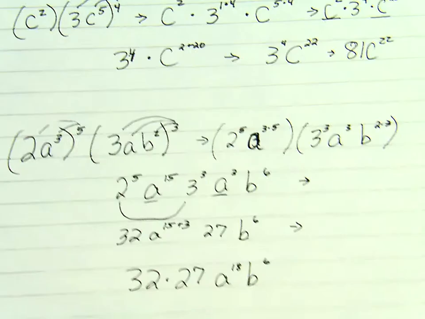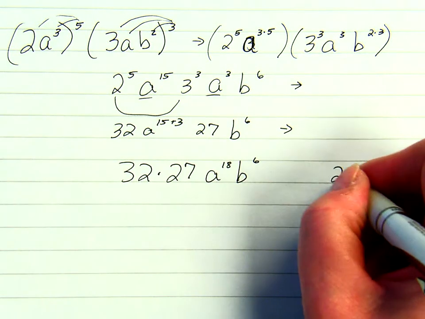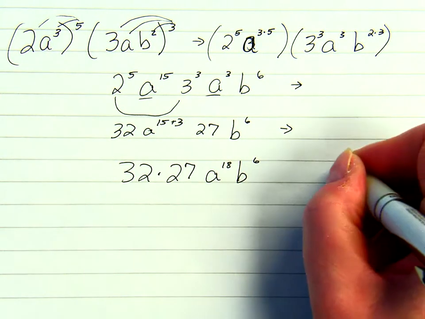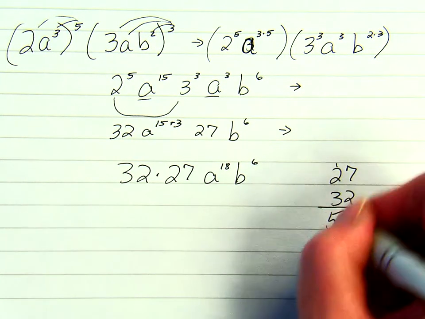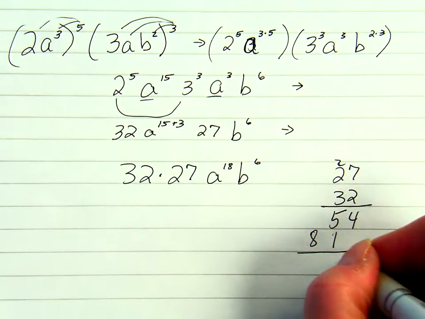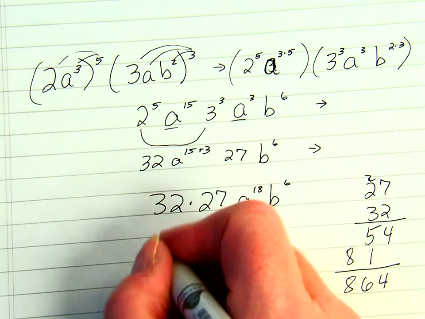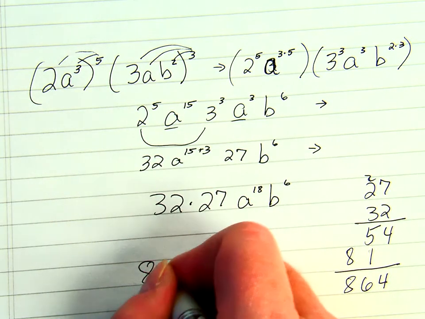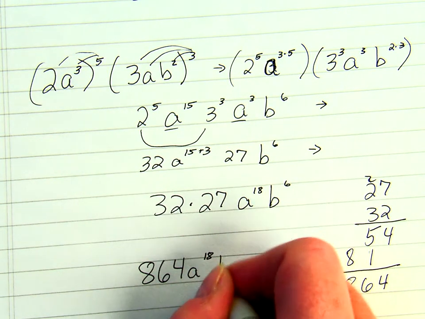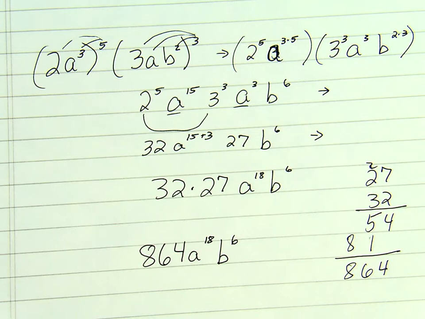and when you do the math, I suppose we can go ahead and do that math. We've got 27 times 32. 2 times 7 is 14, 4, 5, 21, 2, 6, 7, 8, 4, 6, and 8. So we end up with 864 A to the 18th, and B to the 6th. Okay.